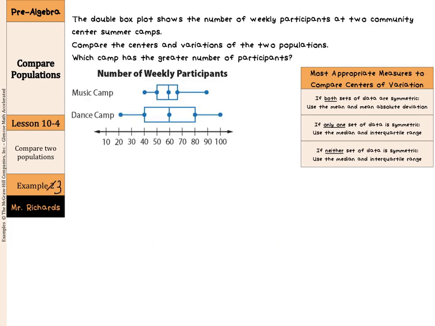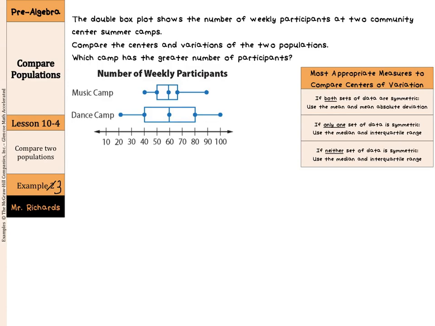Now, in our third example, the double box plot shows the number of weekly participants at 2 community center camps. Compare the centers and variations of the 2 populations and which camp has the greater number of participants. Well, now we finally get an example that deals a little bit with symmetry.